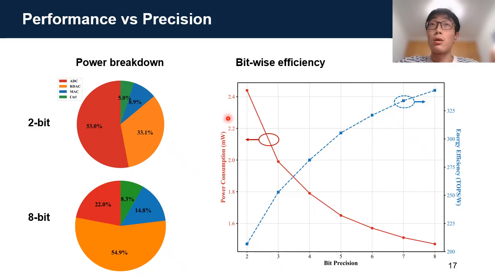Here, the right curve is the power consumption versus bit precision. Higher bit precision results in lower power consumption due to the reduced number of ADCs in use. The blue curve is the energy efficiency. At 4-bit, the energy efficiency reaches 281 TOPS per watt, and when normalized to 4-bit weight it is 70.3 TOPS per watt, which is on par with recent published results after scaling to the same process node.